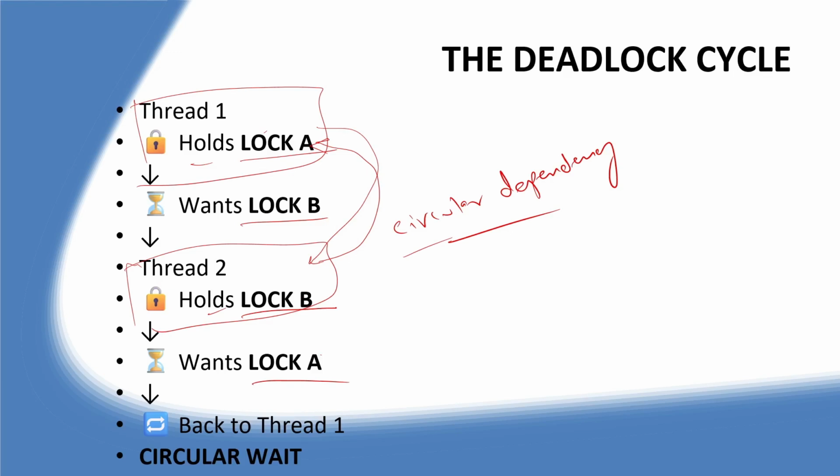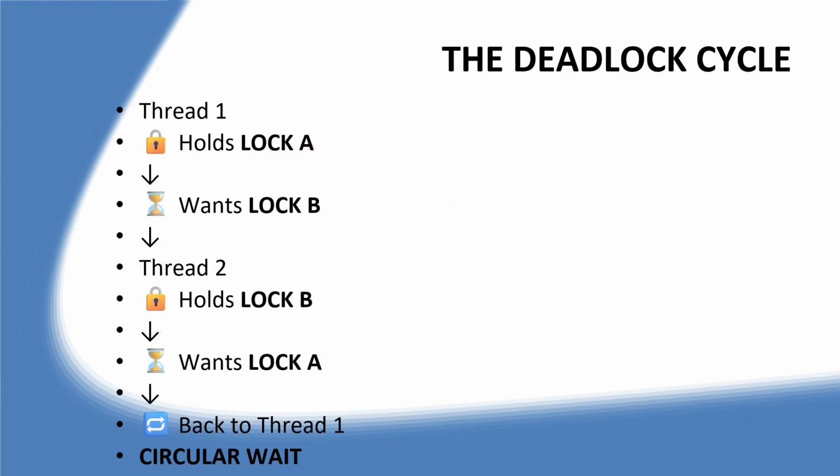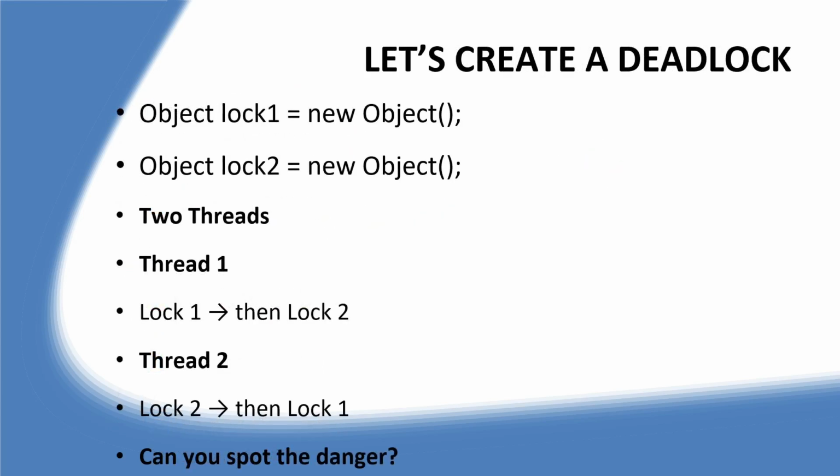Now we will see one example of deadlock. Here we have two lock objects, lock 1 and lock 2. Now there are two threads, thread 1 and thread 2. So we have two locks and two threads. Thread 1 will first acquire lock 1, and after acquiring lock 1, it will try to acquire lock 2.